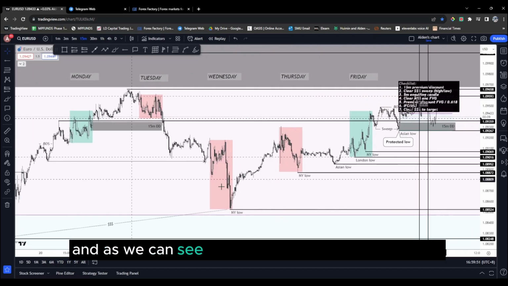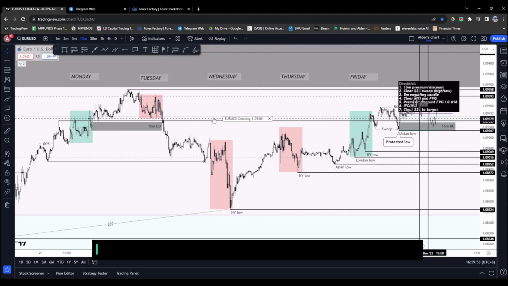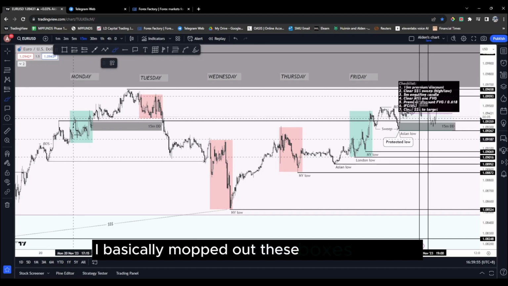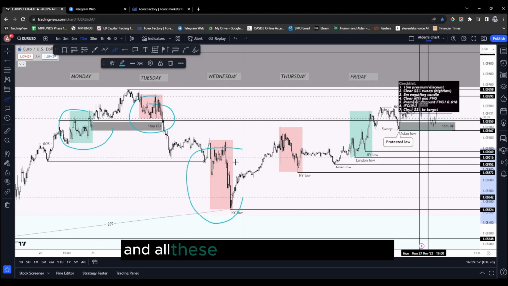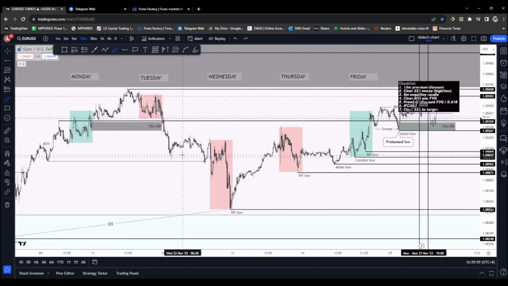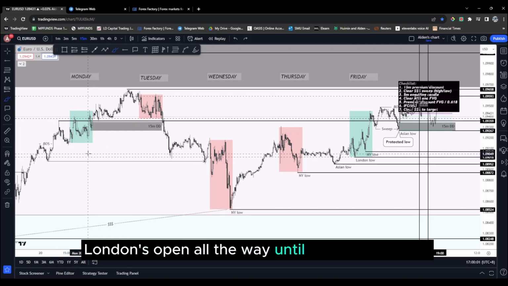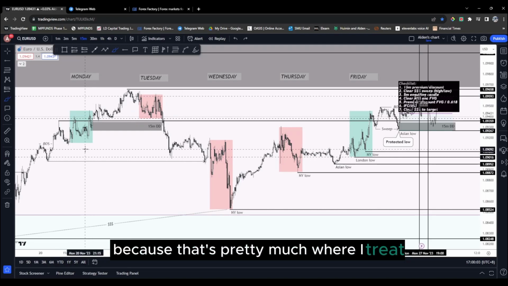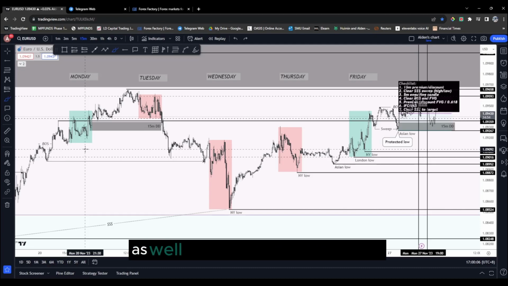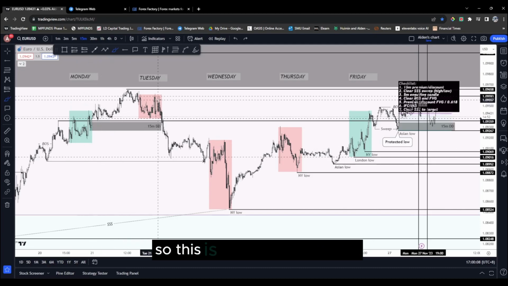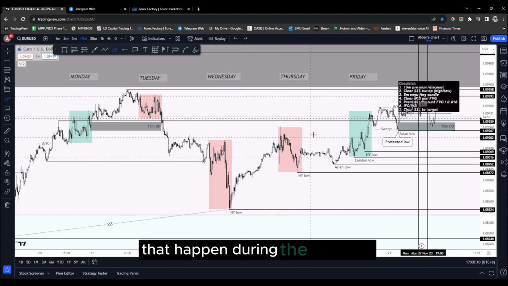And as we can see right here on the 15-minute chart, I've marked out these boxes. All these boxes are from London's open all the way until New York's close, because that's where I trade. I trade the London session as well as the New York AM session. So these are the moves that happened during the day, right?